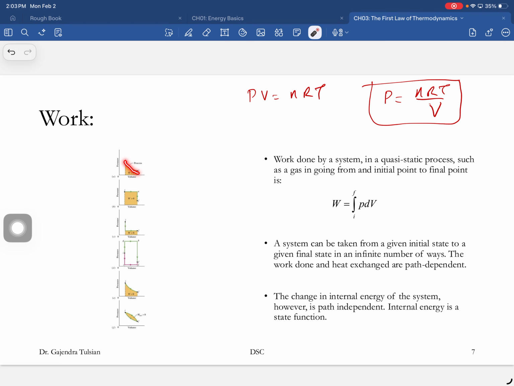So again, the first law of thermodynamics is very simple. This is internal energy, this is heat, this is the work. If you add heat to the system, this is positive. If you remove heat from the system, that's negative. If the system does work, that's positive. If you do work on the system, that's negative. If the internal energy increases, that's positive. And if the internal energy decreases, this is negative. Any questions before we go on?